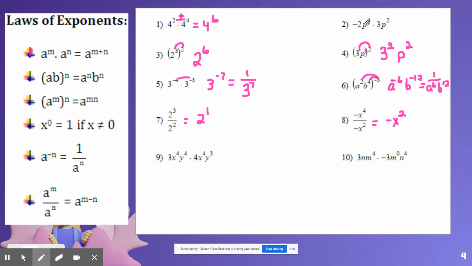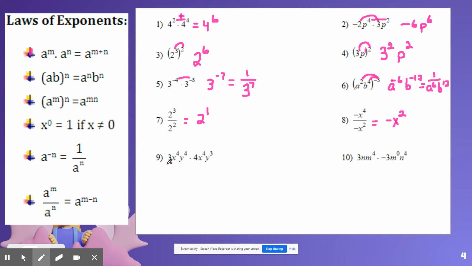This here is pretty cool. What you do is you take the regular numbers and multiply them together. 2 times 3 is negative 6. And then p is the same, so we keep the p. And since we're just multiplying, we can add 2 and 4 together and we get p to the 6th.